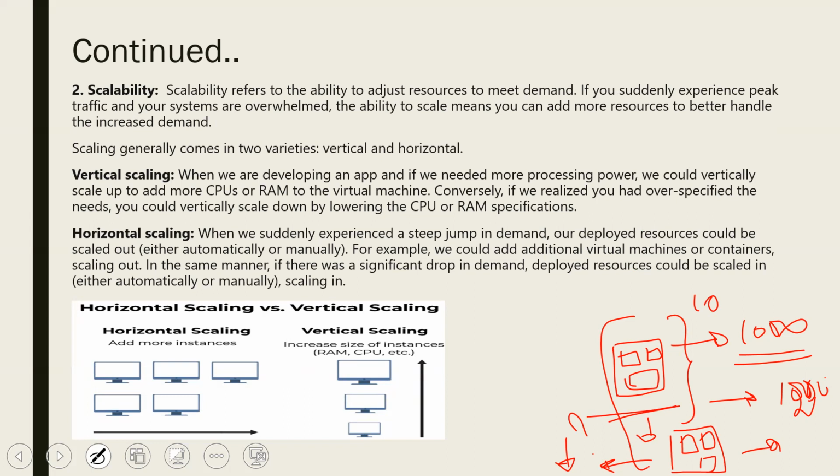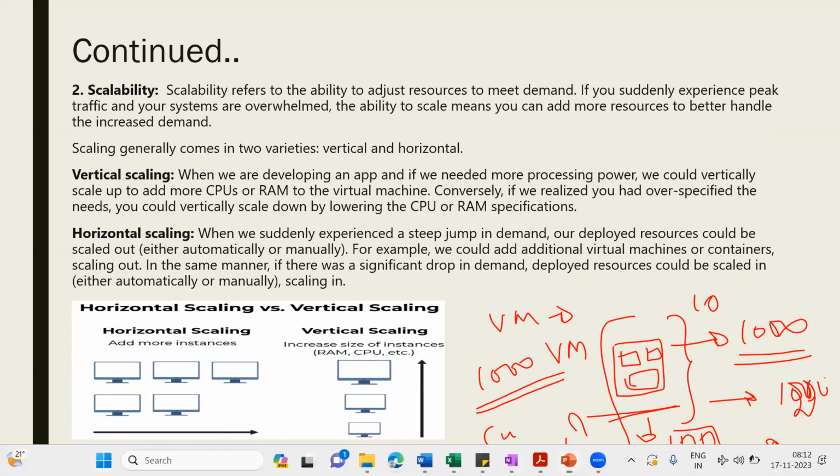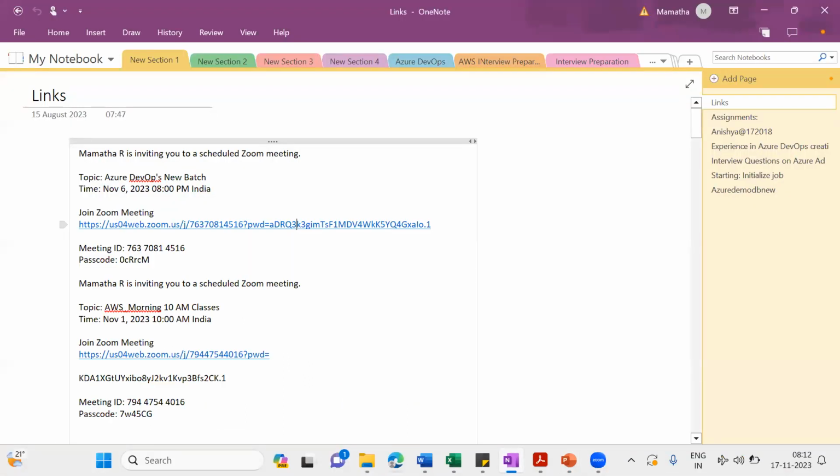But if you are using cloud resources, whenever I want to increase the services, let's assume I created one VM today, I can immediately scale up to 1,000 VMs with different capacities. We can do this via custom rules, and we can do it manually as well.